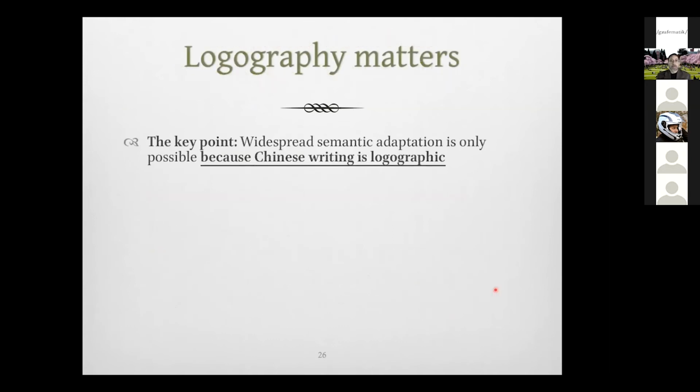So logography matters. This is the argument I'm making, that the Chinese script as a whole has certain properties that in turn led people learning the script to assign a meaning and a sound value to every character, which in turn created the conditions in which this script could be borrowed in a particular way to write other languages.